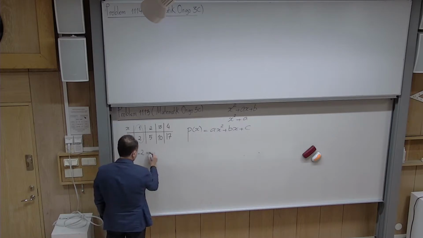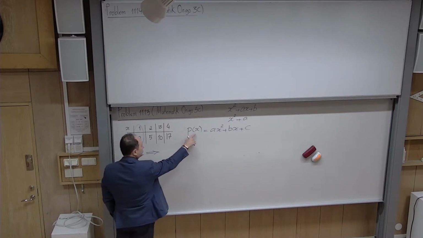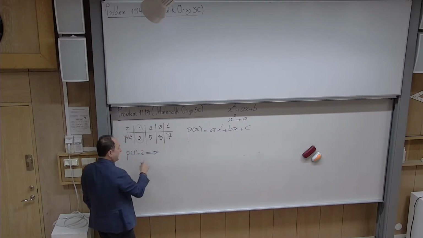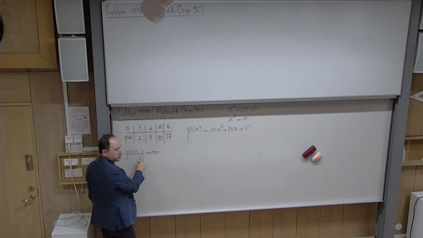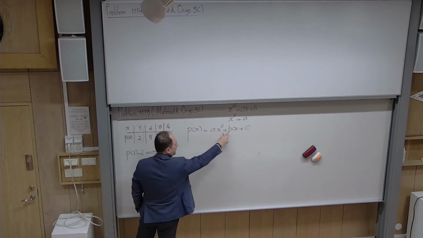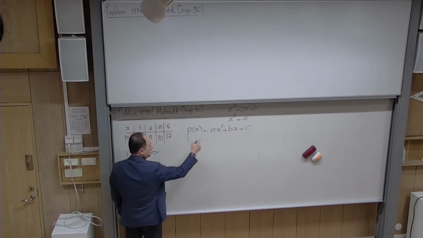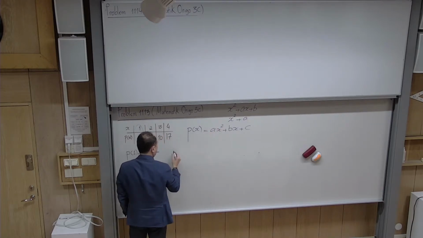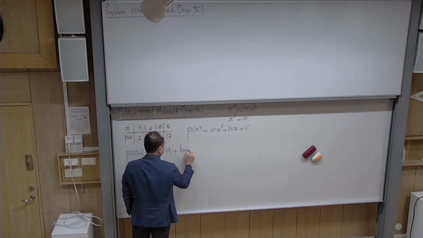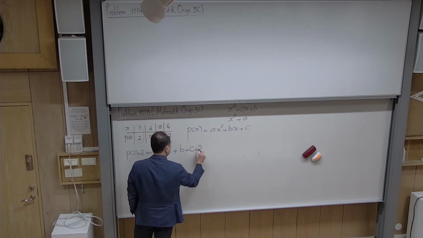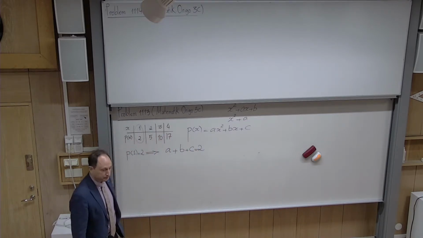So what does it mean? It means that if I go to the polynomial P of x and replace x's with 1, the output is supposed to be 2. So I will do the same thing but in my head. Instead of x, I put 1 everywhere. 1 to power 2, 1 times a is a, plus b times 1 is b, plus c is equal to 2. This is one equation.